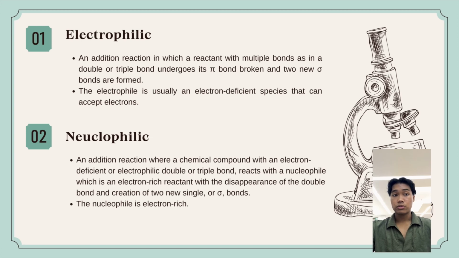Polar, we have electrophilic and nucleophilic. For electrophilic, an addition reaction in which a reactant with multiple bonds, as in a double or triple bond, undergoes its pi bond broken and two new sigma bonds are formed. The electrophile is usually an electron deficient species that can accept electrons. The last one is nucleophilic.